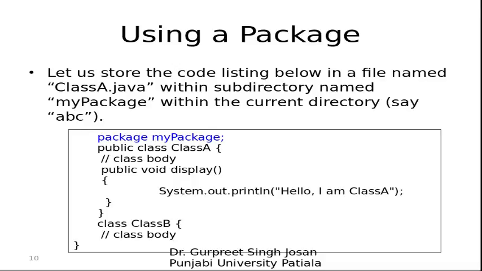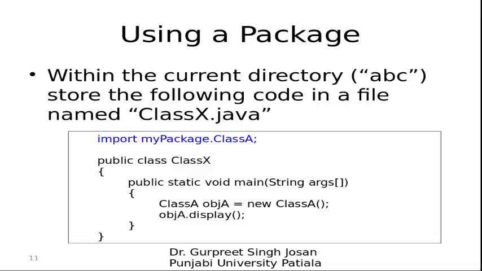Now let us look at an example. I have a class A, and this class A is defined in a package mypackage. In my system I will create a folder mypackage, and in that folder I will store the source code of class A. It will be a public class. This file can contain another class also, and there is a display method of class A.